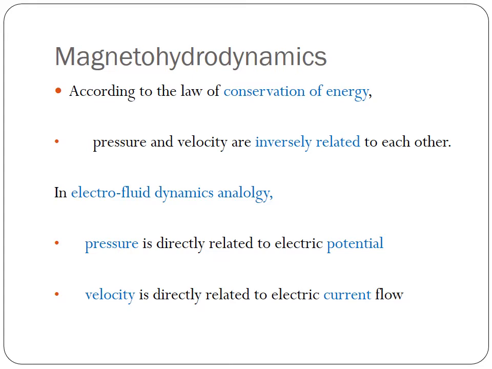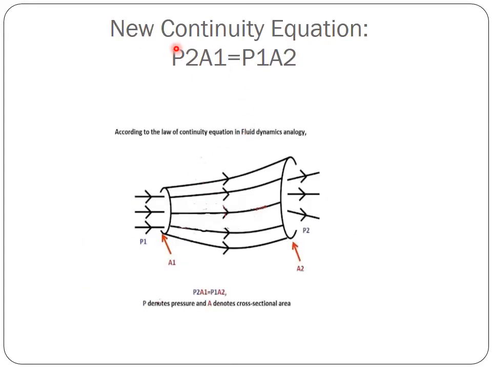So let's move on to the next slide. The new continuity equation will be P2A1 equal to P1A2. Area and pressure are directly related. P1 is the pressure along this cross-sectional area A1, and P2 is the pressure on the cross-sectional area A2. A1 is small, A2 is large. Therefore, the pressure will be smaller here and the pressure will be higher here. So the flux lines are moving from low potential gradient to high potential gradient. It is flowing against the potential gradient. So that's the concept of this flux tube.